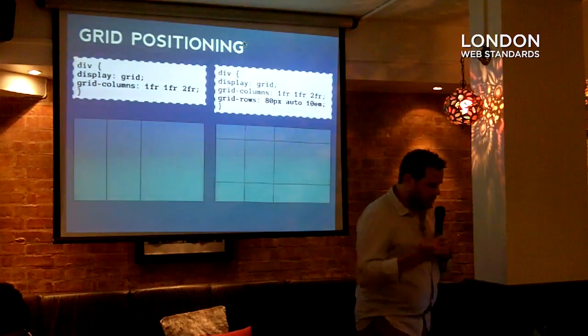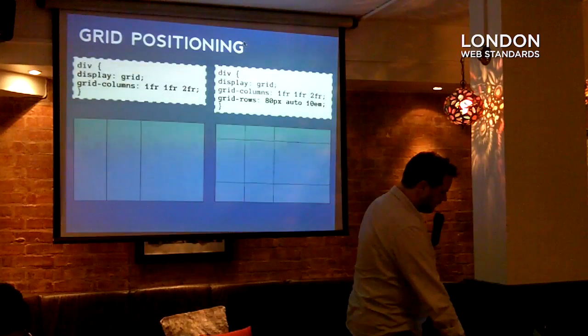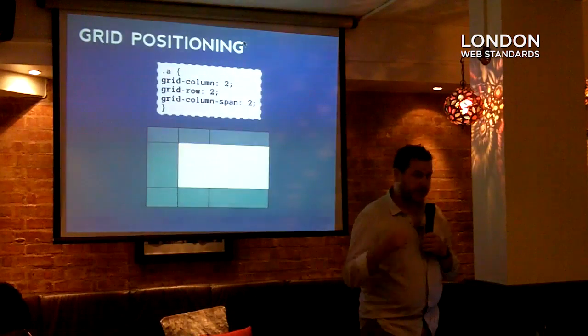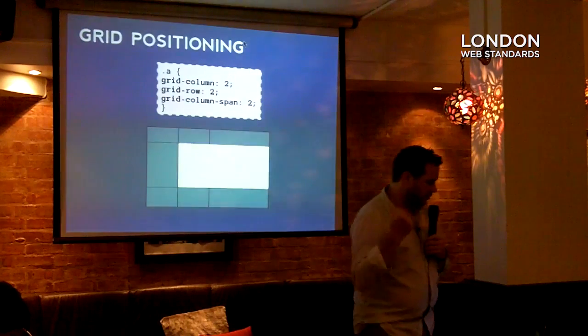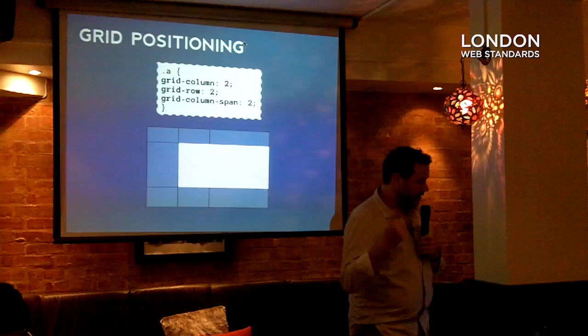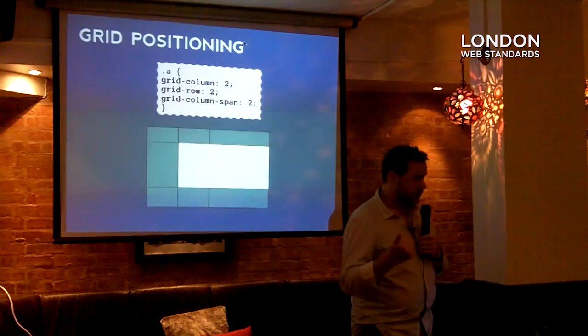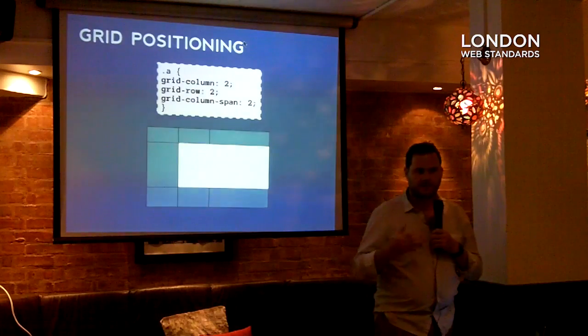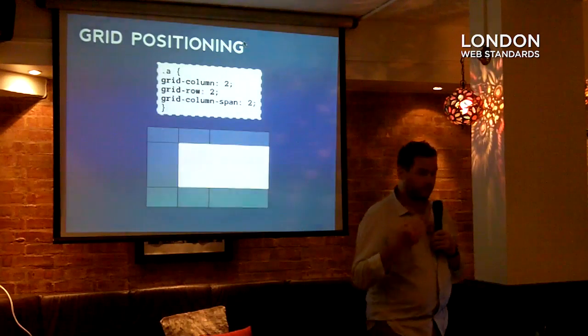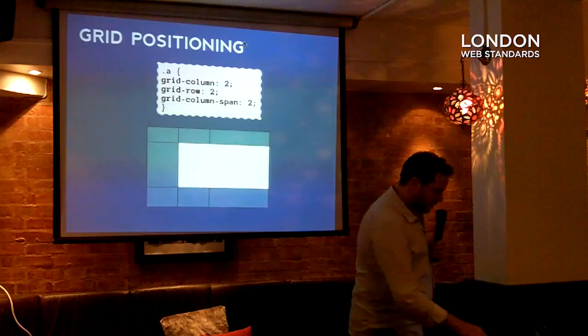Great. Once you've got those, what can you do with them? Well, you can position elements based on their position in the grid, in the column or the row. In this one, we've got an element set to start in grid column 2, in grid row 2, and to span 2 columns. This is a really easy to use syntax, and it makes grid layouts really easy to use. It's fantastic.